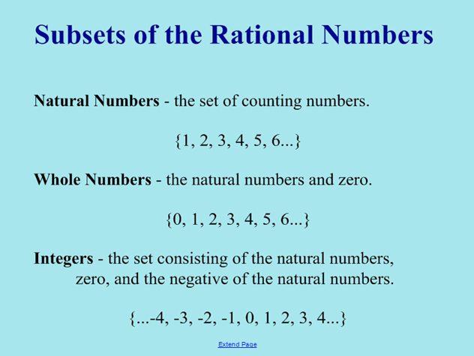Expanding on the whole numbers, we include the negative numbers. These create the integers, and they are the set consisting of the natural numbers, 0, and the negative of the natural numbers. Each of these subsets, natural numbers, whole numbers, and integers, are subsets of rational numbers because they can all be written as fractions. For example, 3 can be written as 3 over 1. 0 can be written as 0 over 1, but it's still 0. Negative 4 can be written as negative 4 over 1.